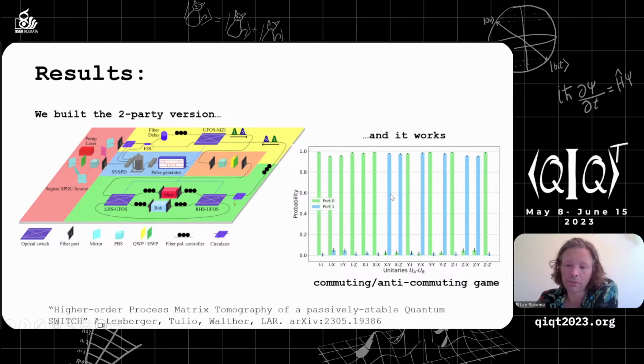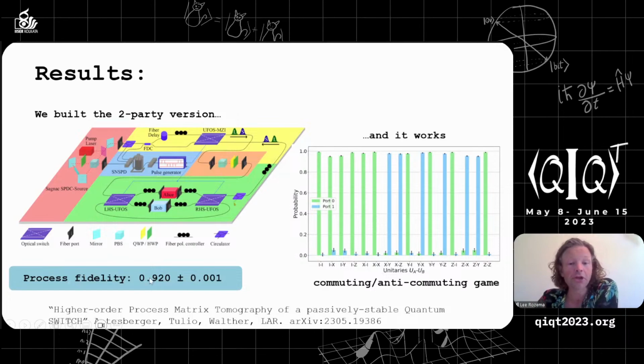But now we actually wanted to go a step further. And since we have this passively stable architecture, we decided we wanted to perform full process tomography on the switch, because now we can deal with very long acquisition times. So we've done this, and this is detailed in this paper that I mentioned earlier, which just came out on the arXiv this morning, Higher Order Process Tomography of a Passively Stable Quantum Switch.